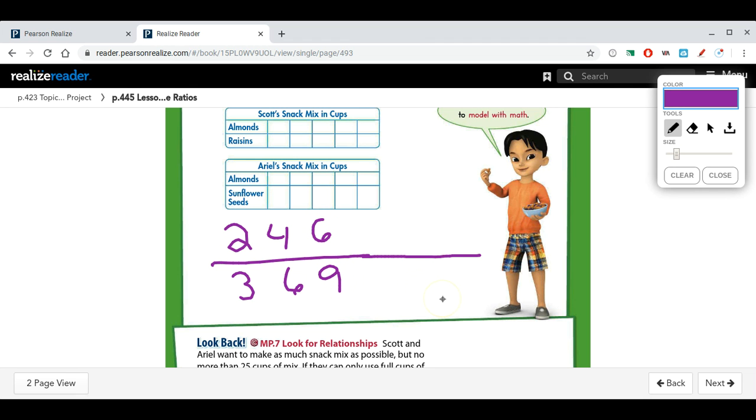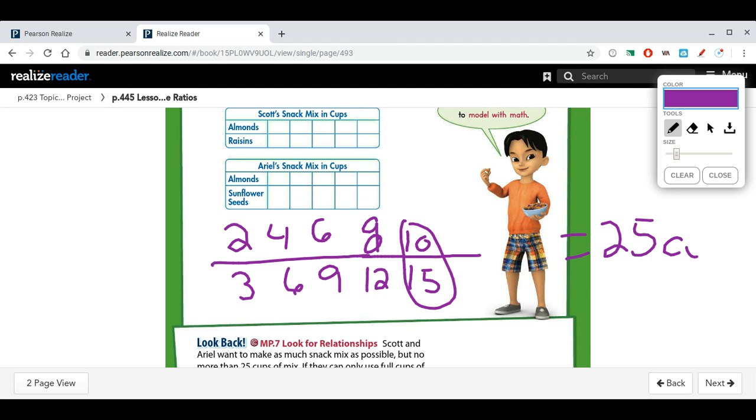So if I have 8 cups of almonds, that's going to give me 12 cups of raisins, so there's 20. If I do 10 cups, that's going to get me to 15. And if I add 10 and 15, so if I look here at 10 and 15, I've got 25 cups. So he can make 25 cups, but we want to see if Ariel can make 25 cups as well.